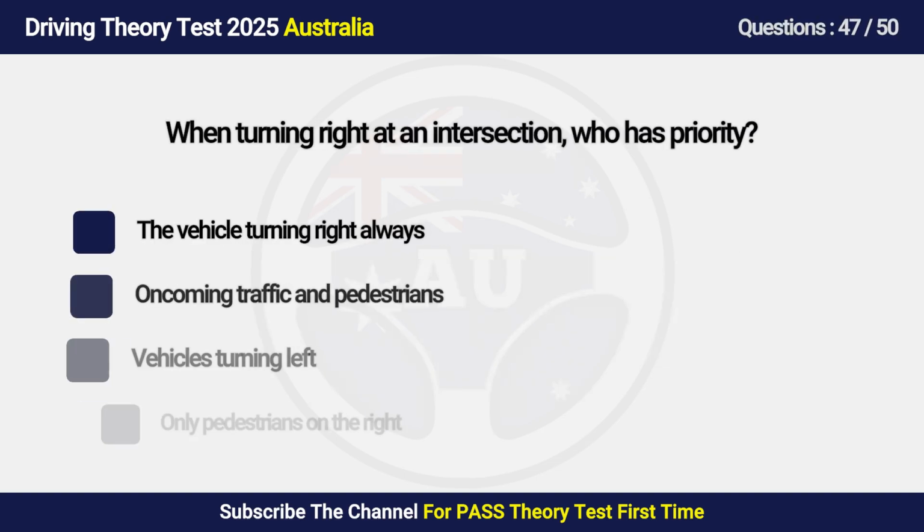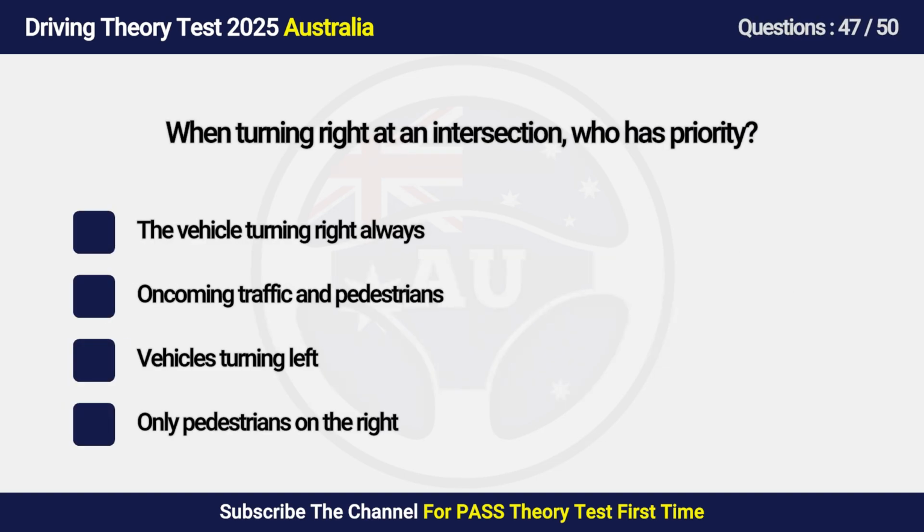Question 47. When turning right at an intersection, who has priority? A. The vehicle turning right always. B. Oncoming traffic and pedestrians. C. Vehicles turning left. D. Only pedestrians on the right.